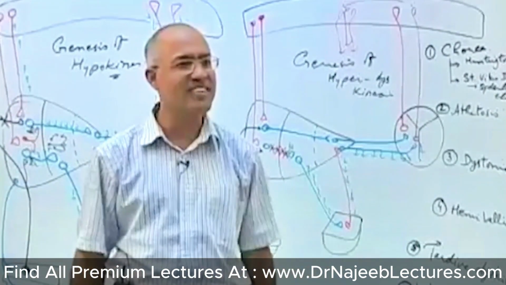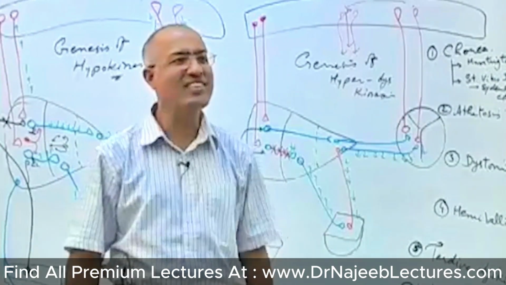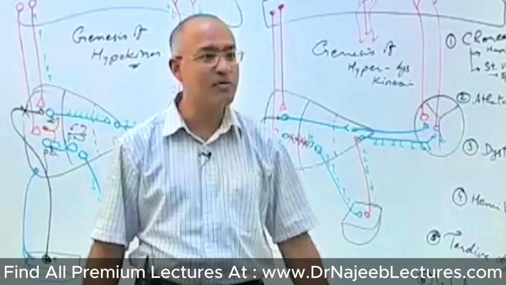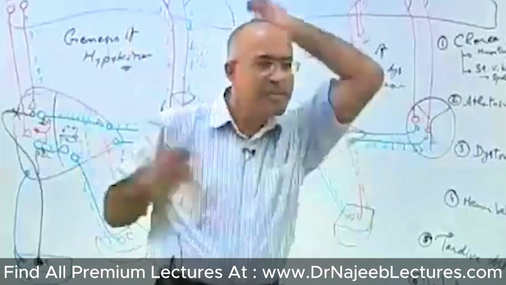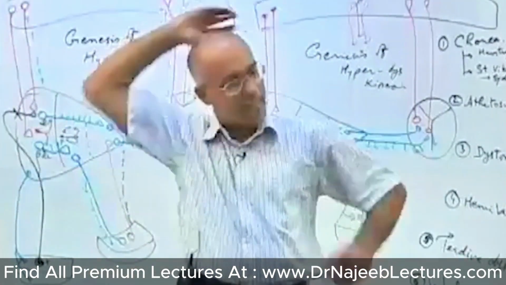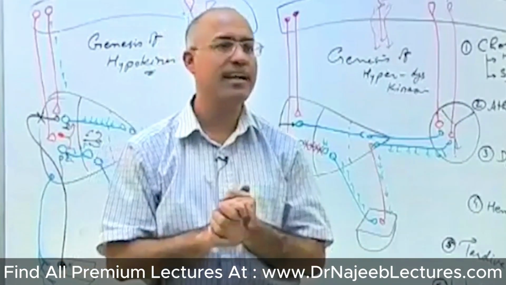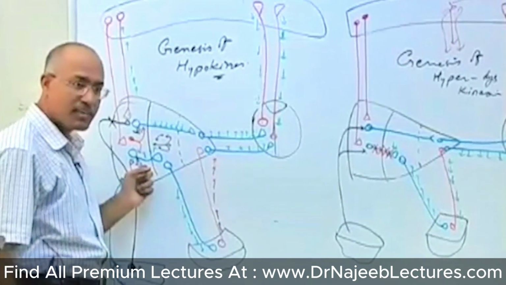Have you seen Michael Jackson dance? Michael Jackson dance is somewhat like chorea. Sudden, brisk, purposeless, flying movements of the limbs. Uncontrollable. What is this? Chorea is basically damage to this system, right?